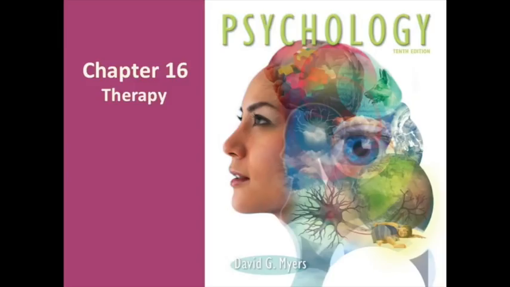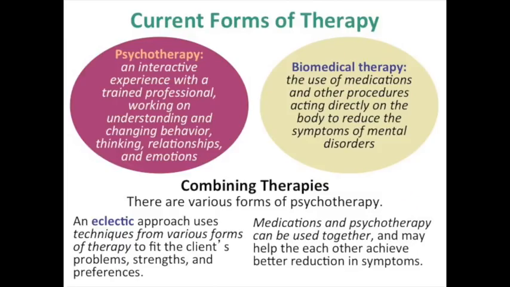Okay, so now we're going to move on to talking about therapy. In general, there are two current forms of therapy. The first one is psychotherapy, and the second one is biomedical therapy. So, the psychotherapy is this interactive experience that you're going to have with a trained professional who's going to work on understanding and changing your behaviors, your thinking, your relationships, and or your emotions. Biomedical therapy is a little bit more detached from the person and uses medications and other procedures to act directly on the body to reduce these symptoms that may cause mental disorders.